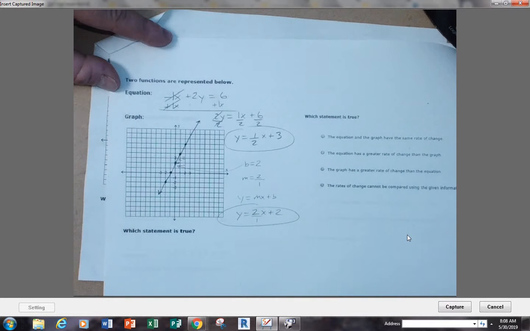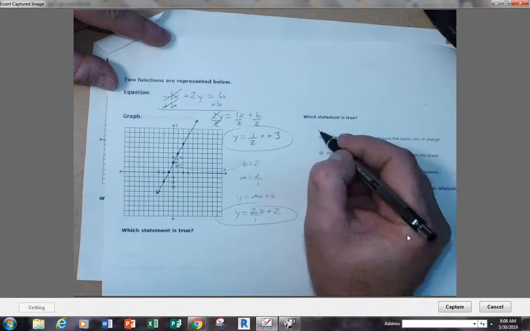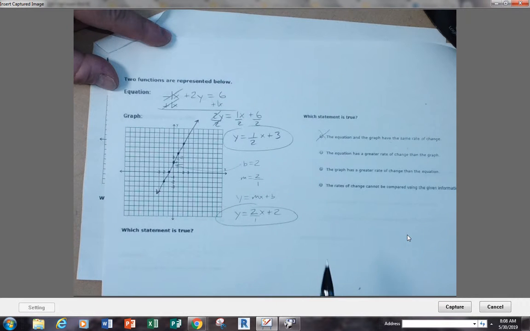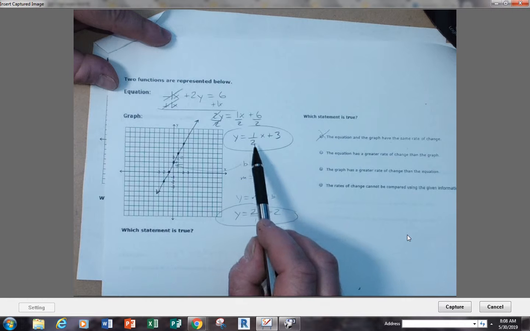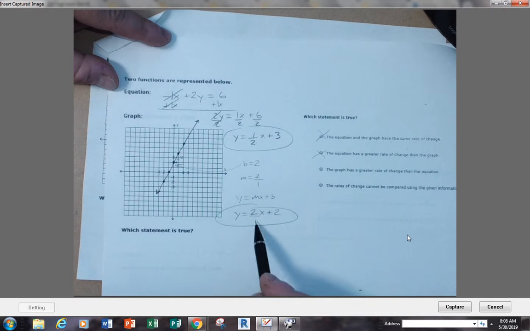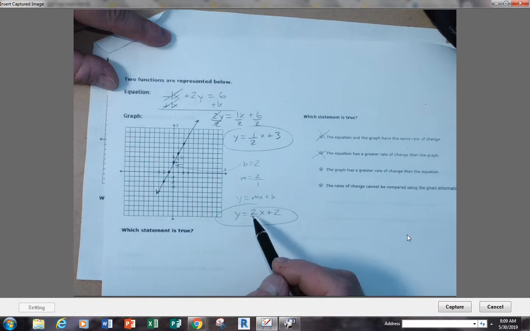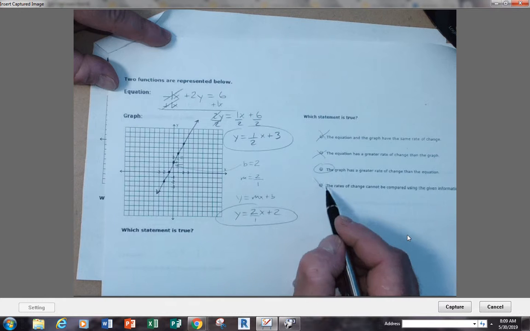Now I can compare. The equation and graph have the same rate of change. That is false. The equation has a greater rate of change. This is a half. This is 2. That is definitely false. The graph has a greater rate of change. Yes, 2 is more than a half. 2 of something is more than a half. So that is true. And then never choose this one right here.